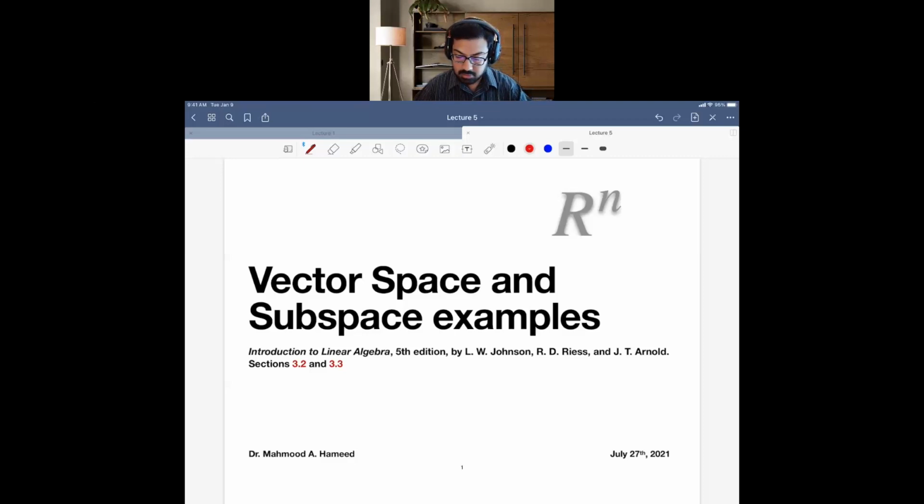Okay, so in today's lecture we will be talking about vector space, null space, span, range, row space, column space. There are a lot of very interesting topics related to vector spaces, and we're talking about spaces within R to the n, an n-dimensional real vector space. We'll also take a look at some subspace examples. This is related to sections 3.2 and 3.3 from the textbook.